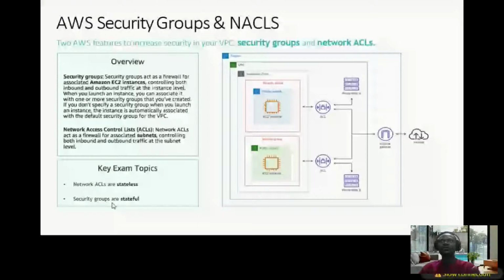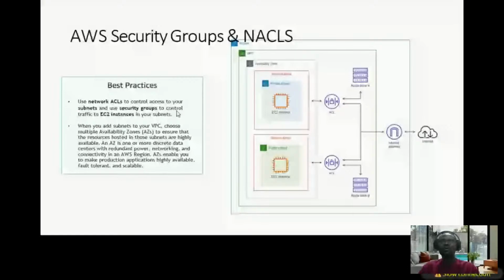If you look at the diagram, we have the internet, and the internet gateway which brings in traffic. We have the NACL standing at the subnet level. Then when you enter inside the availability zone, which has your instance, that's when you have the security group attached to it. So the best practice is to use security groups to control traffic to your EC2 instances in your subnet.